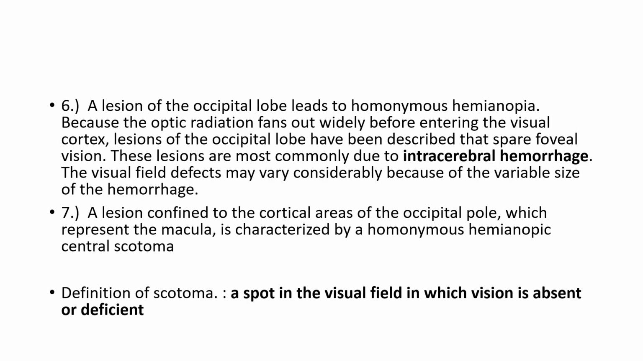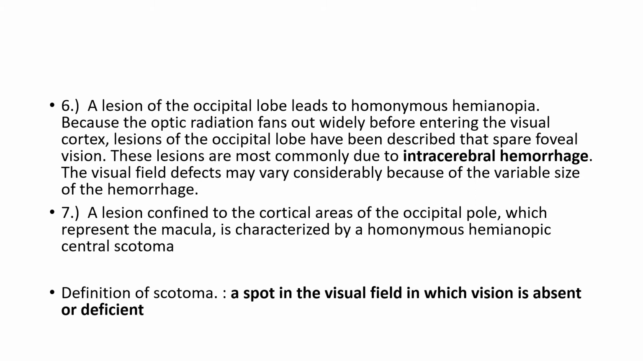Number 6, a lesion of the occipital lobe leads to homonymous hemianopia because the optic radiation fans out widely before entering the visual cortex. Lesions of the occipital lobe have been described that spare foveal vision, okay, so fovea of the macula. These lesions are most commonly due to intracerebral hemorrhage, so a bleeder. The visual field defects may vary considerably because of the variable size of the hemorrhage or the bleed.